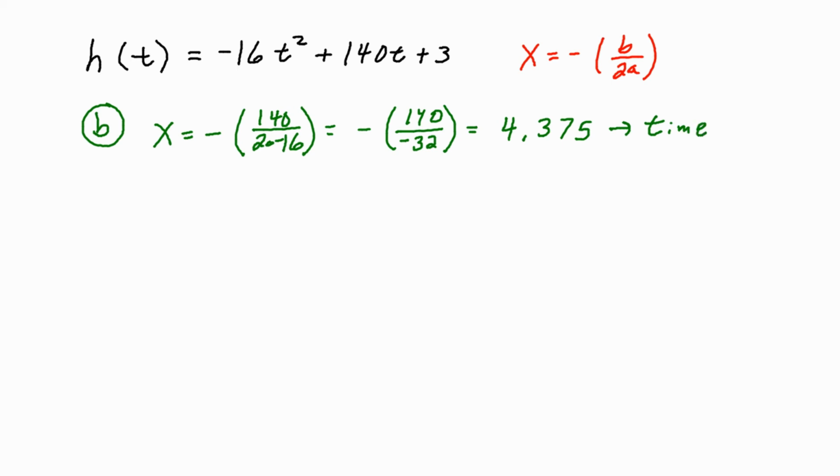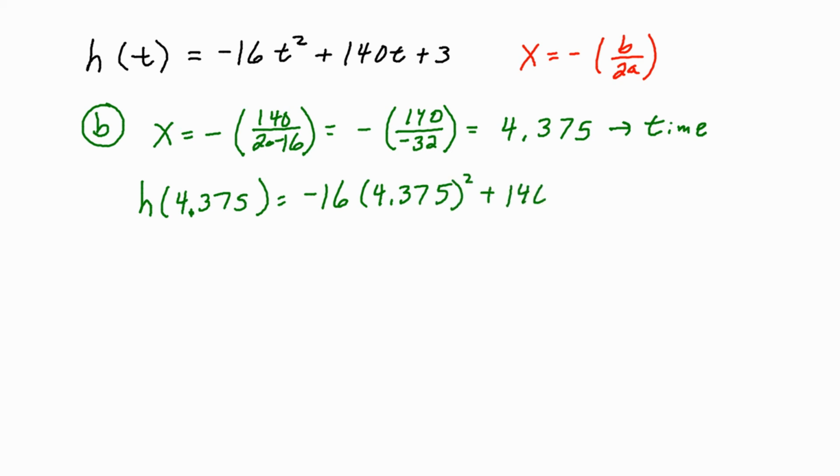Now what we need to do is figure out what that height is. So h of 4.375 equals negative 16 times 4.375 squared plus 140 times 4.375 plus 3. So we want to calculate this.